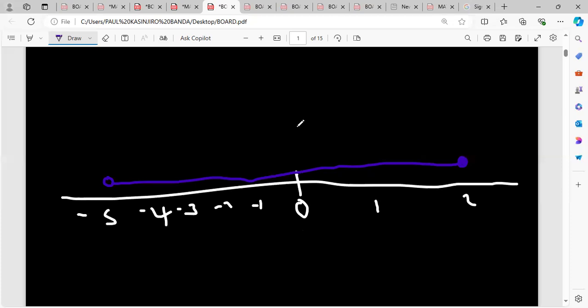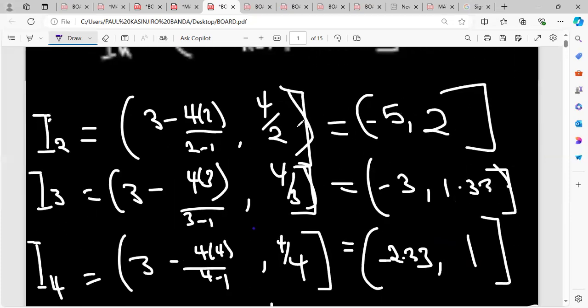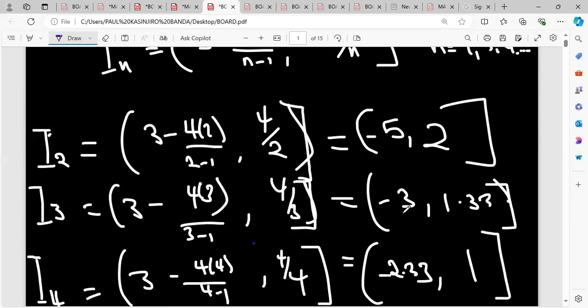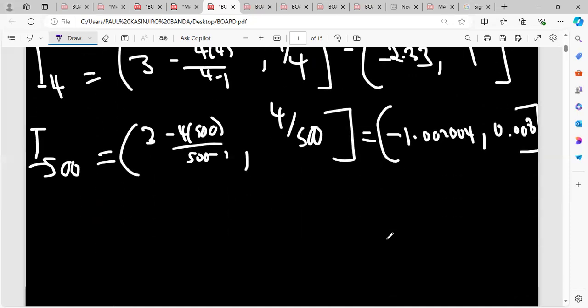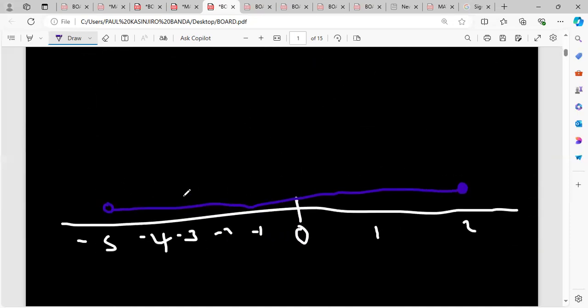And then the other one is what now? From -3 to 1.333, right? Yes. So -3 to 1.333 can be somewhere here, right? And then we plot the other one, which was -2.33.